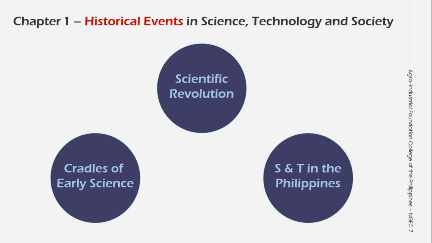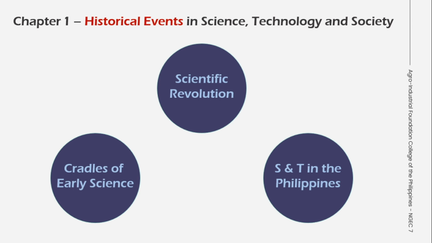What happened to science, technology, and society during the scientific revolution? Next, what happened to science, technology, and society in various continents and countries of the world? And then, what happened to science, technology, and society in the Philippines? By looking at these histories individually, we will see how the humble beginnings, as well as the not so humble beginnings, of science and technology took root.